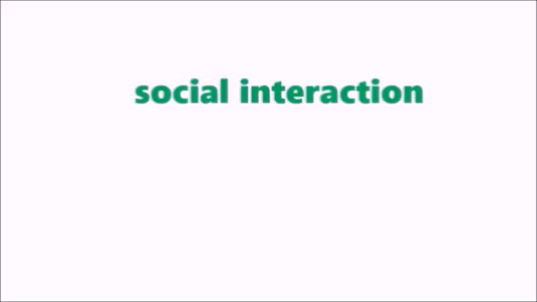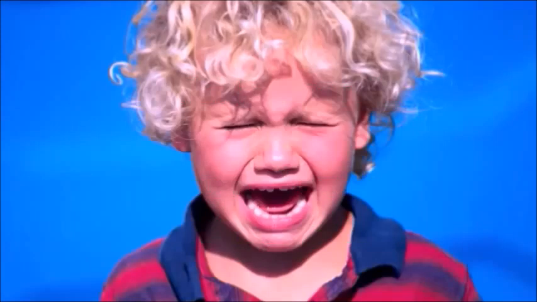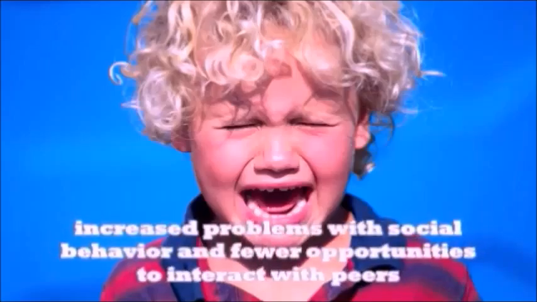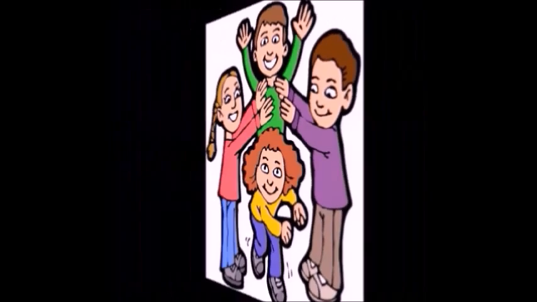As we know, language is important for social interaction as well as a means to control one's emotion and behavior. Children with language impairments often experience behavioral problems because language difficulty may lead to frustration and anger, resulting in increased problems with social behavior and fewer opportunities to interact with peers. As evident, parents often perceive SLI children as hard to manage. They may also face difficulty in establishing peer relationships. Children with language impairment often become targets of bullying during school.